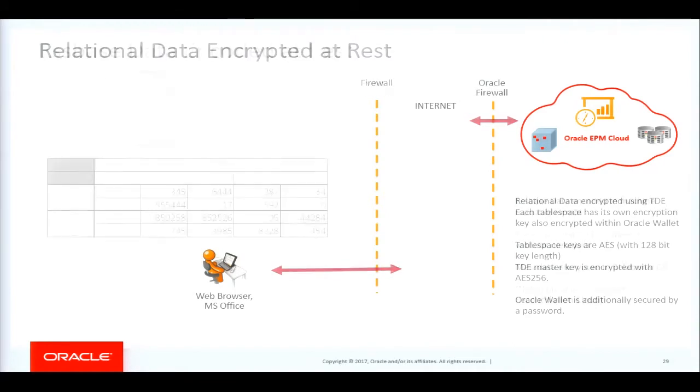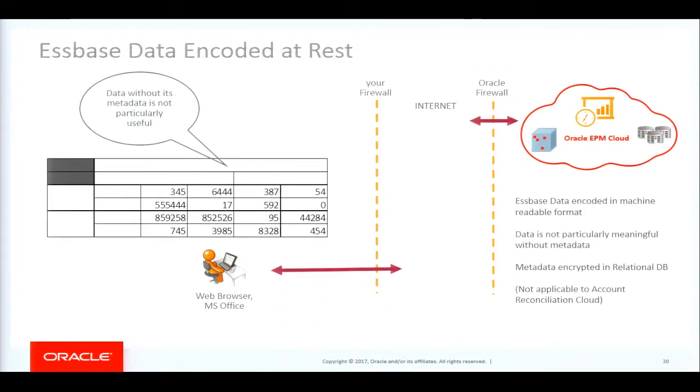There's an exception, sort of. ASO-based data is machine coded. It's coded in a machine readable format. It's not a human readable format. It's machine coded. It is not encrypted, however. The metadata, which describes all of this, is stored in the relational database, so it is encrypted using the same TDE.